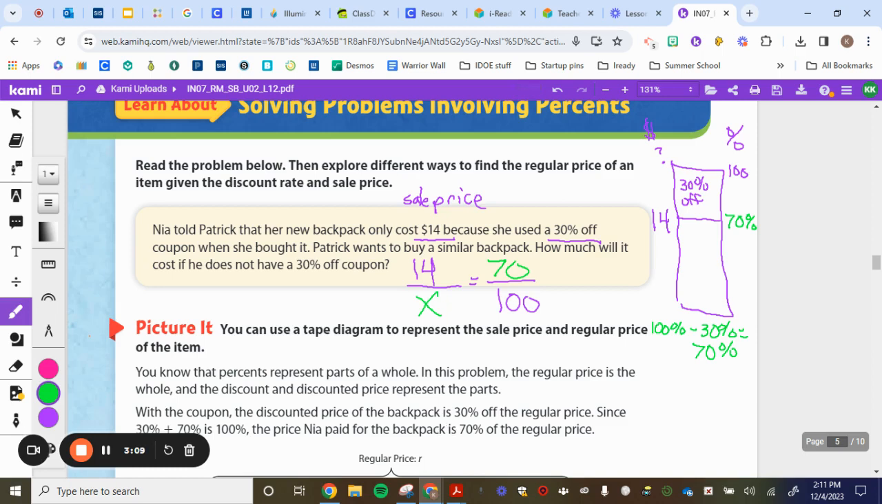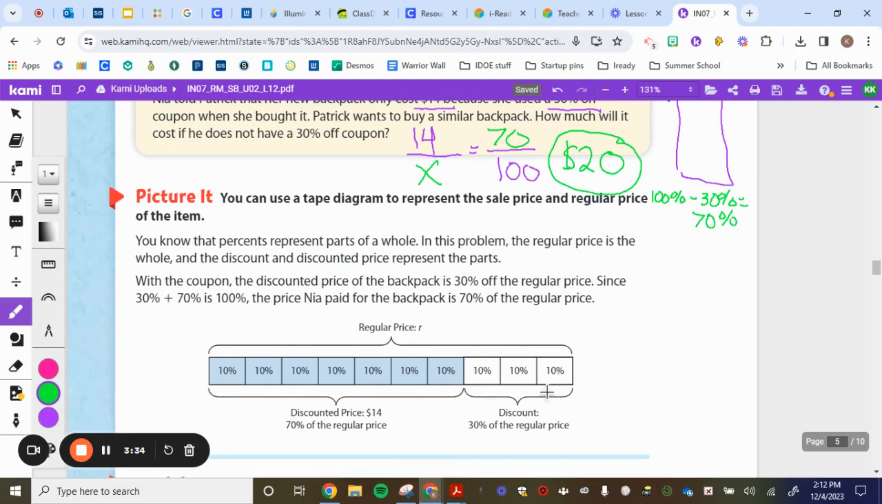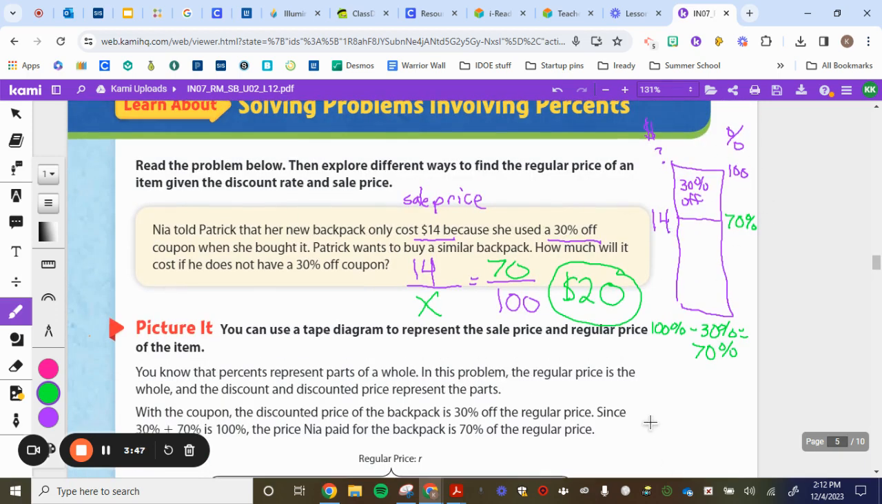So when I cross multiply, I'll do 14 times 100 divided by 70, and I will get $20. So Nia had to pay $14, but Patrick will have to pay $20 since he does not have the coupon. Now you can look at their example if you want to, because they solved it a slightly different way. They still found the 30% off, but then they also found out that the $14 was 70%. But I think this one's a little bit more simple.